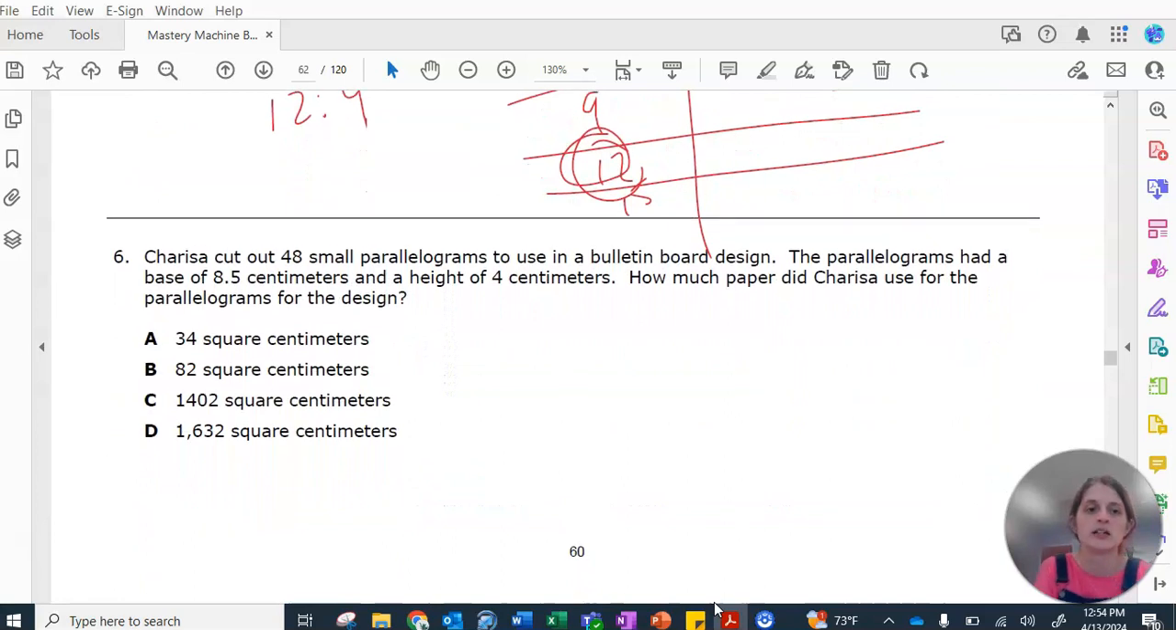Last one, number 6. Charissa cut out 48 small parallelograms. Remember that this is the area formula for a parallelogram. The parallelograms had a base of 8.5 and a height of 4, so you need to find the area of one parallelogram. But remember that that's not the answer because she actually has 48 total parallelograms.